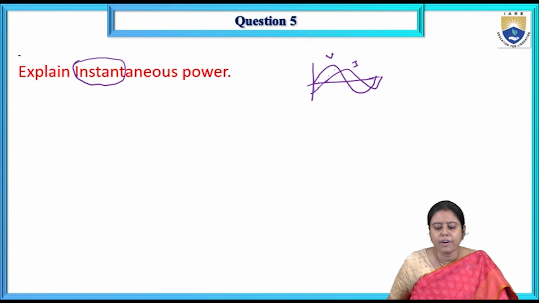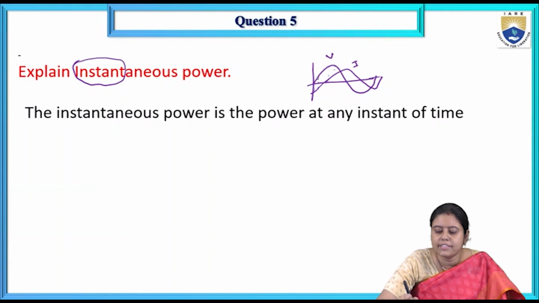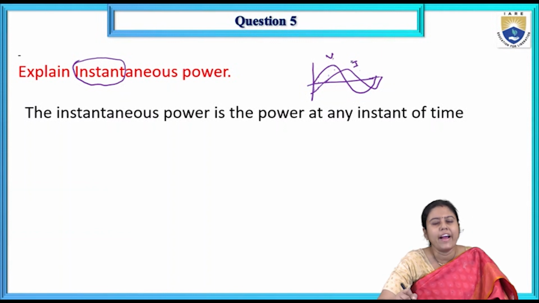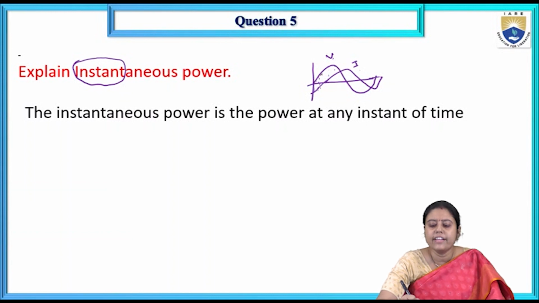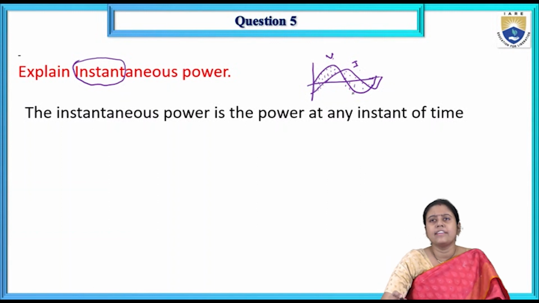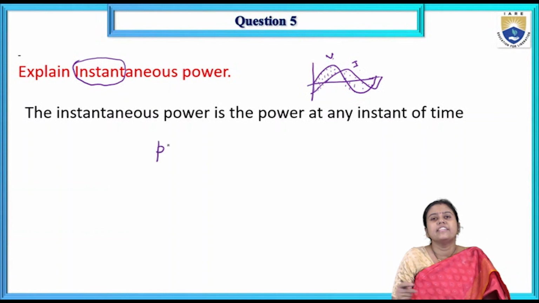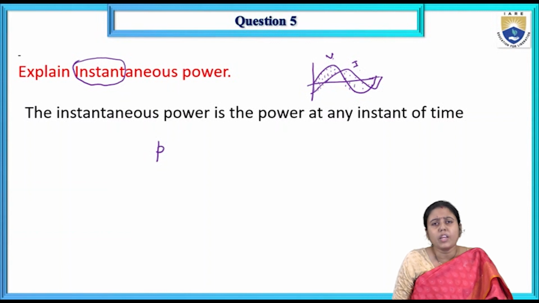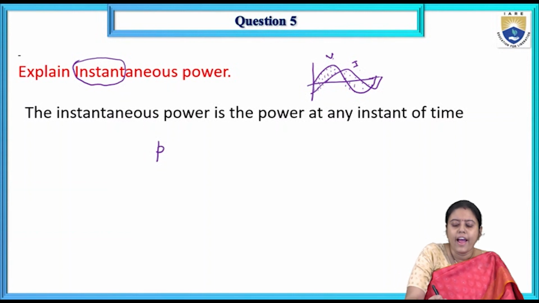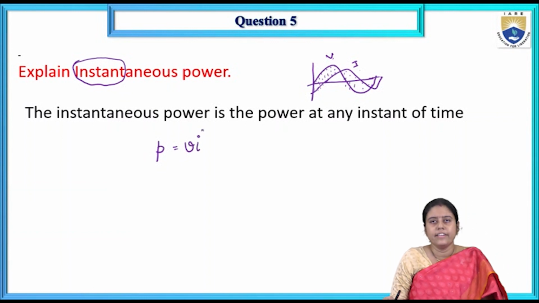What is the instantaneous power then? The instantaneous power is the power at any instant of time. You can see I am writing both V and I. The magnitude is the same, but the angle between voltage and current is changing continuously. So at any instant, the power is the voltage and current. We generally write instantaneous power with a small letter p. And what is it? Voltage at that instant times current at that instant.